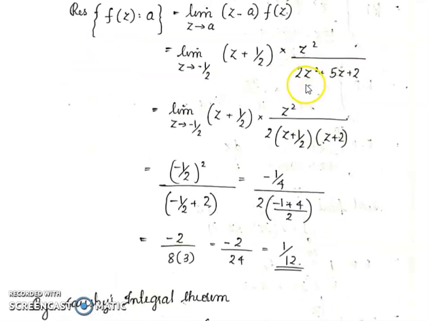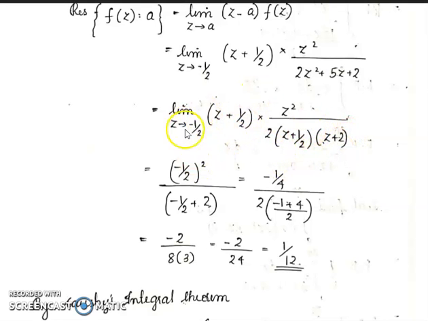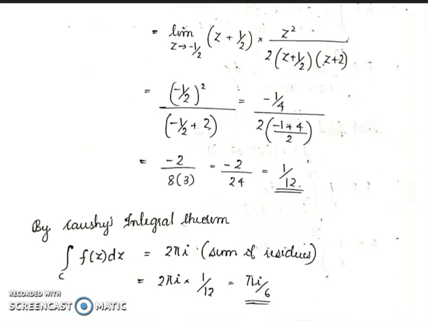That's what you have to remember. This 2 should be taken here. Then z minus of minus 1 by 2, z minus of minus 2. Now here this will be eliminated. Then after substituting z as minus 1 by 2, you get the answer as 1 by 12. Now by Cauchy integral theorem, we get 2 pi I sum of residues, 2 pi I 1 by 12, that is cancelling 2 and 12, pi I by 6.